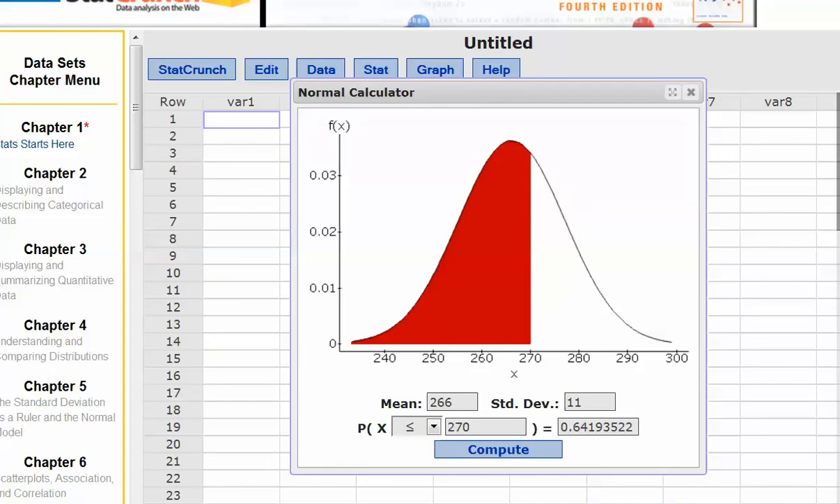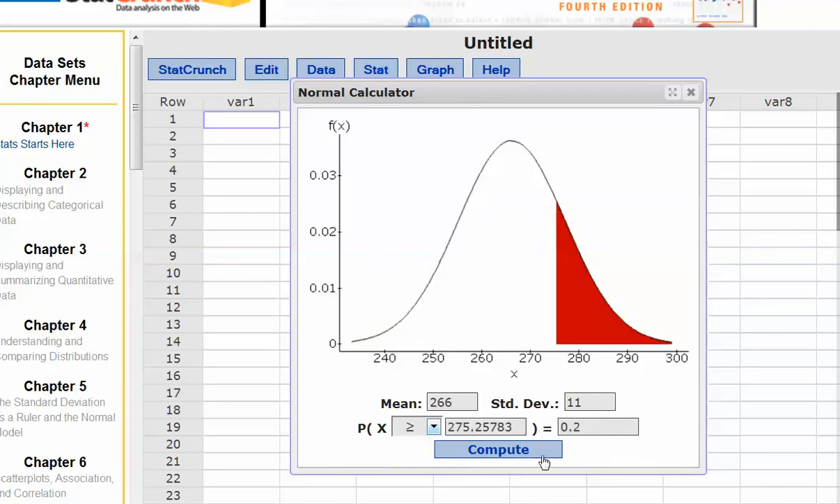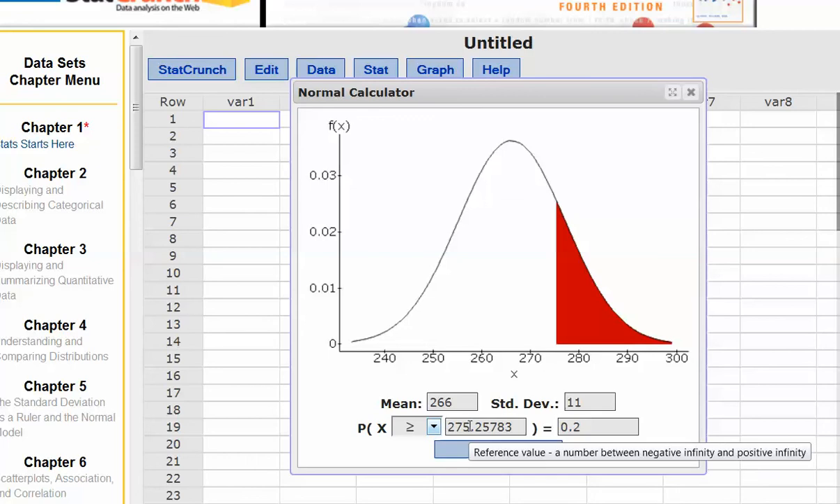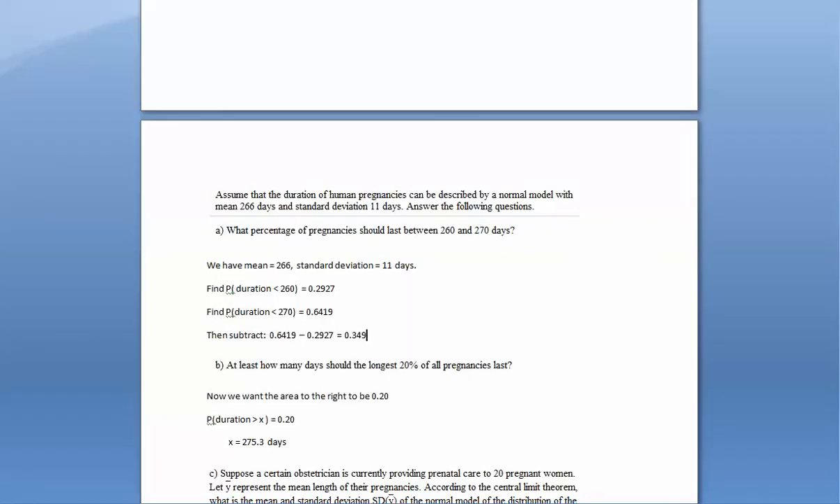So now if we go back to our density tool, now we want to know the longest 20%. So we're going to put in the area of 20% and we're going to put in here a greater than. So the longest 20% of pregnancies last 275 days, or 275.3 if you round off to one decimal place.